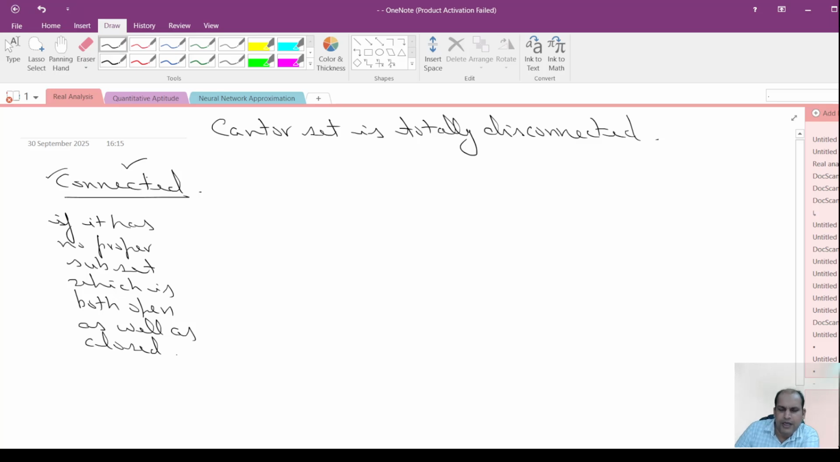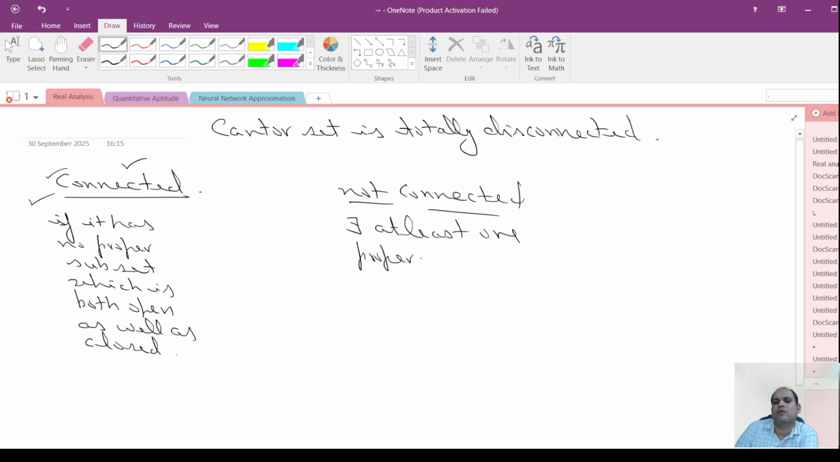So not connected means we have a separation. That is, not connected means there exists at least one proper subset which is open as well as closed.